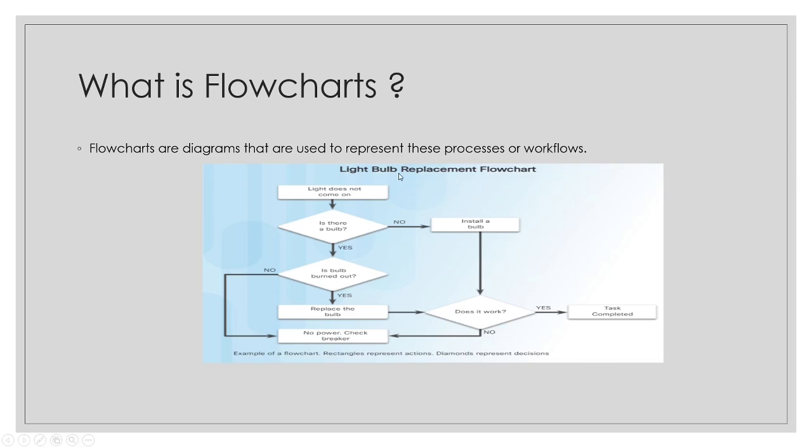As you can see here in the figure, we have a light bulb replacement flowchart. Light does not come on. You can check if there is a bulb. If no, install a new bulb. Does it work? Yes, that's completed. But if there is a bulb, is the bulb burned out? No. If it's no power, check breaker.